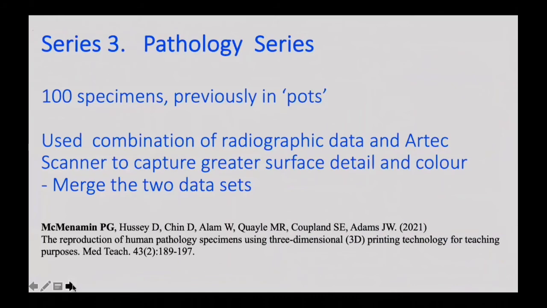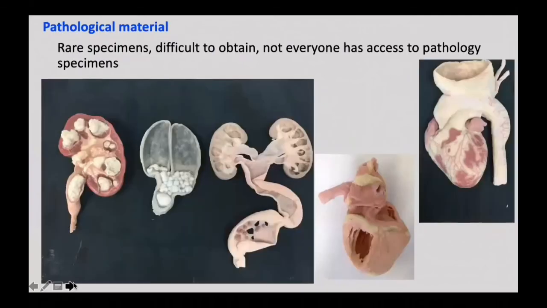Then we looked, and I had 1,600 pathology specimens. So I was ready to chuck them all out. Then I thought, oh, maybe we should save some. Anyway, long story short, we have created a pathology series, and we've just finished that, and that's going to be marketed by a German company. So we used for this a combination of radiographic data and surface scanning to get the color detail and color form, this third dimension, in better resolution. And you'll see here are some of the specimens.